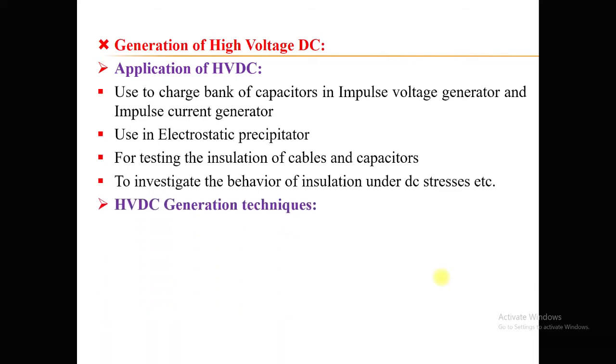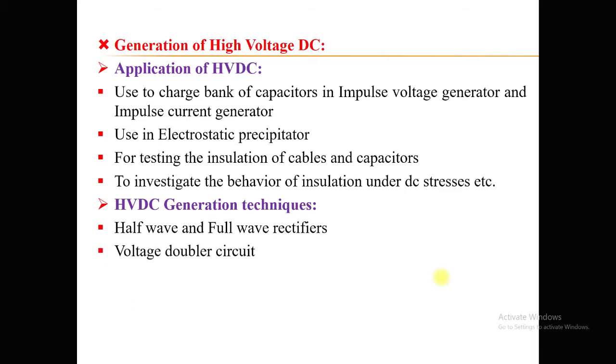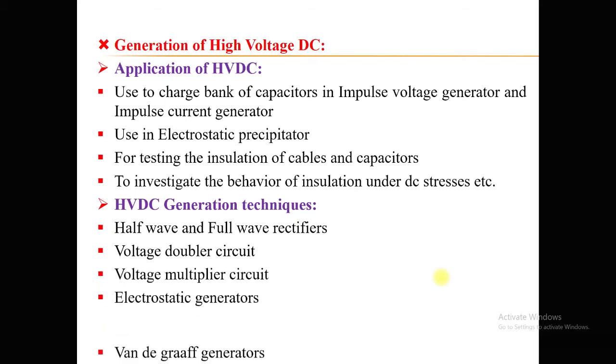So how can it be generated? It can be generated either by using the half wave rectifier circuit or the full wave rectifier circuit, voltage doubler circuits, voltage multiplier circuits, electrostatic generators, Van de Graaff generators. So these are the methods through which the high voltage DC is generated in high voltage laboratories to fulfill the requirement of the testing.